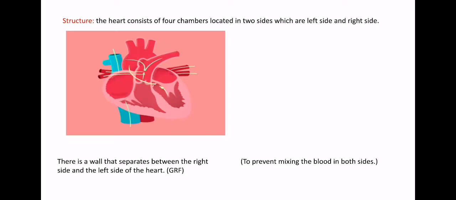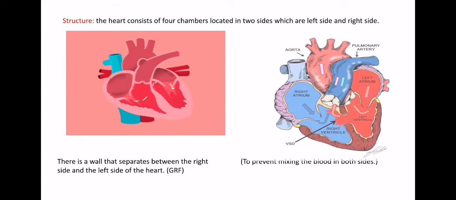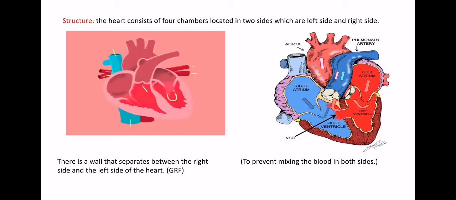Because one of them carries blood with oxygen and the other side has blood with carbon dioxide. So this wall prevents mixing the blood between the 2 sides. As we see here in this picture, there is a cut in the wall of the heart, and what happened? The blood that has oxygen is mixed with the blood that has carbon dioxide.